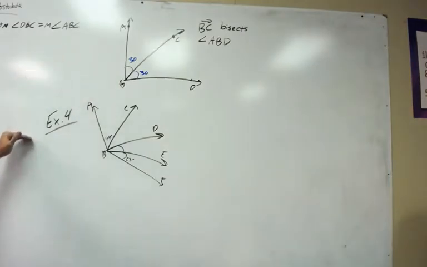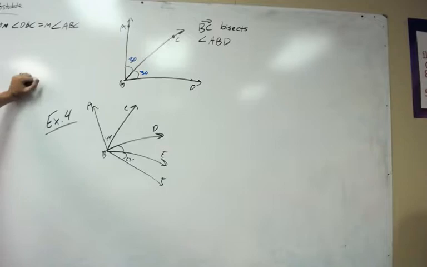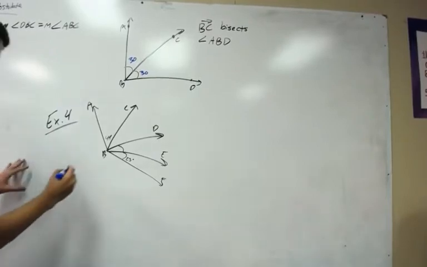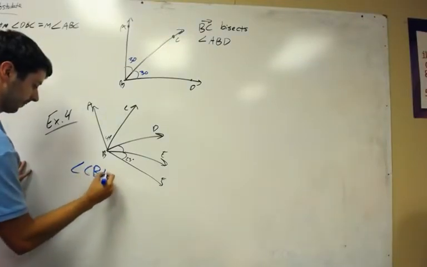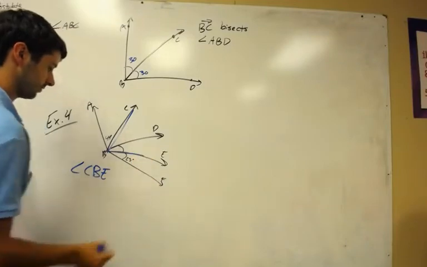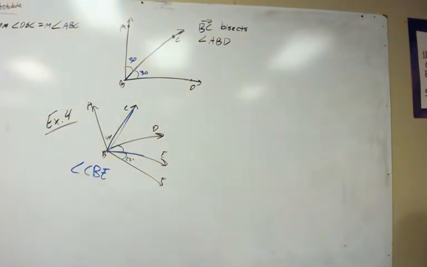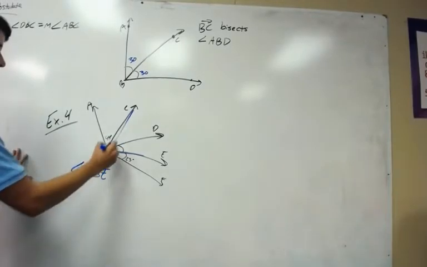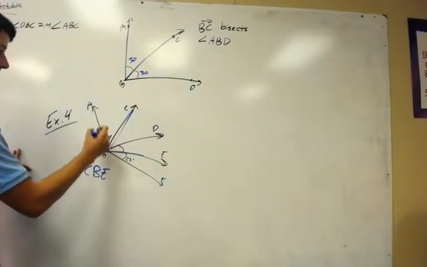Example 4, we can do this really quick. I think it just wants to know, let's see, it wants to know what is the measure of CBE. All right, what's the measure of CBE? So first, let's find CBE. It's right there. And one key piece of information that I didn't write down that it gives us is BC bisects ABD. BC bisects ABD.